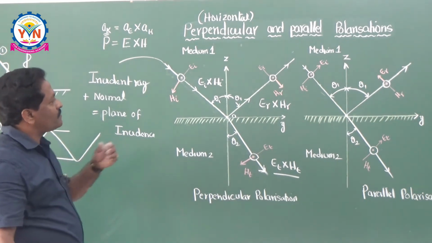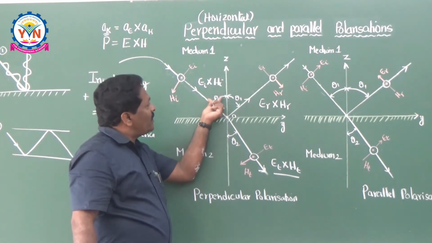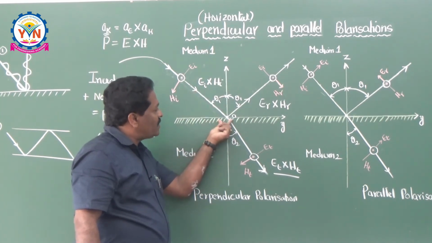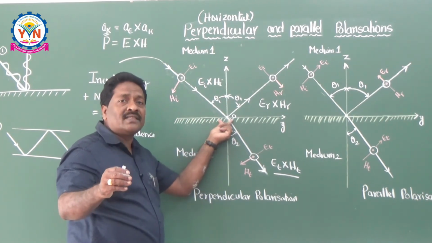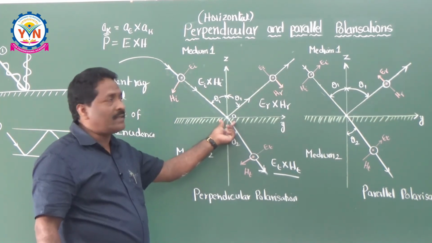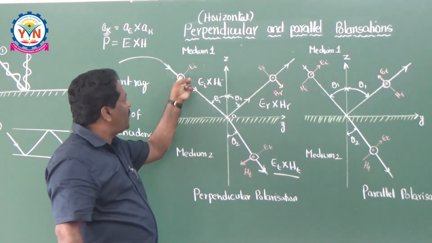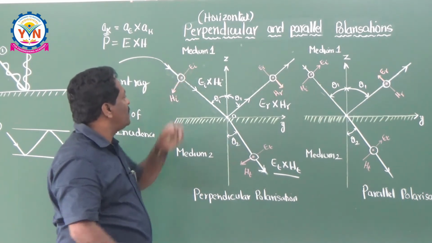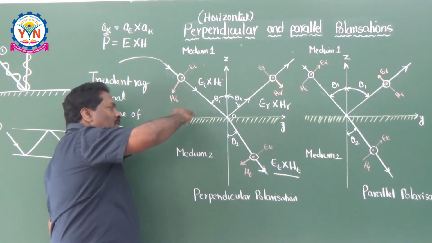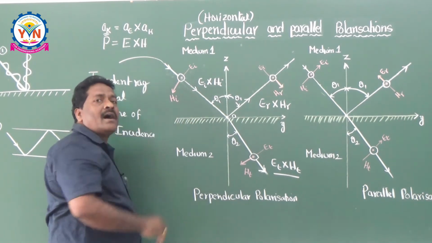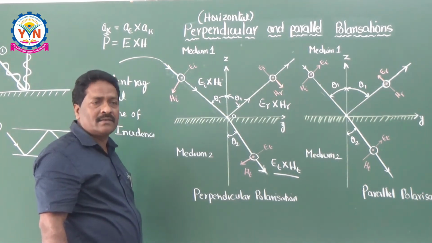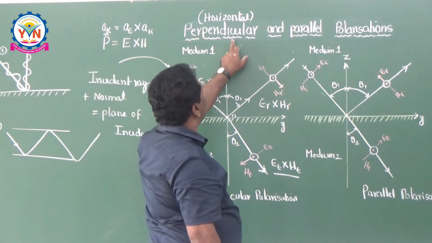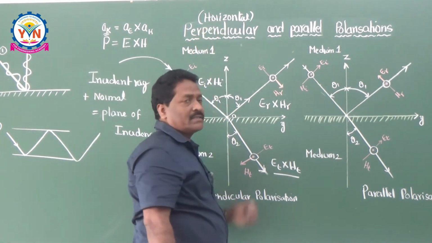And remember, whenever the wave is coming and hitting the boundary surface here, I told you you have to consider two cases. Number one is electric field is perpendicular to the plane of incidence. This perpendicular to the plane of incidence means it is parallel to the boundary surface, or otherwise it is called horizontal polarization. That's why perpendicular polarization is also called as horizontal polarization.